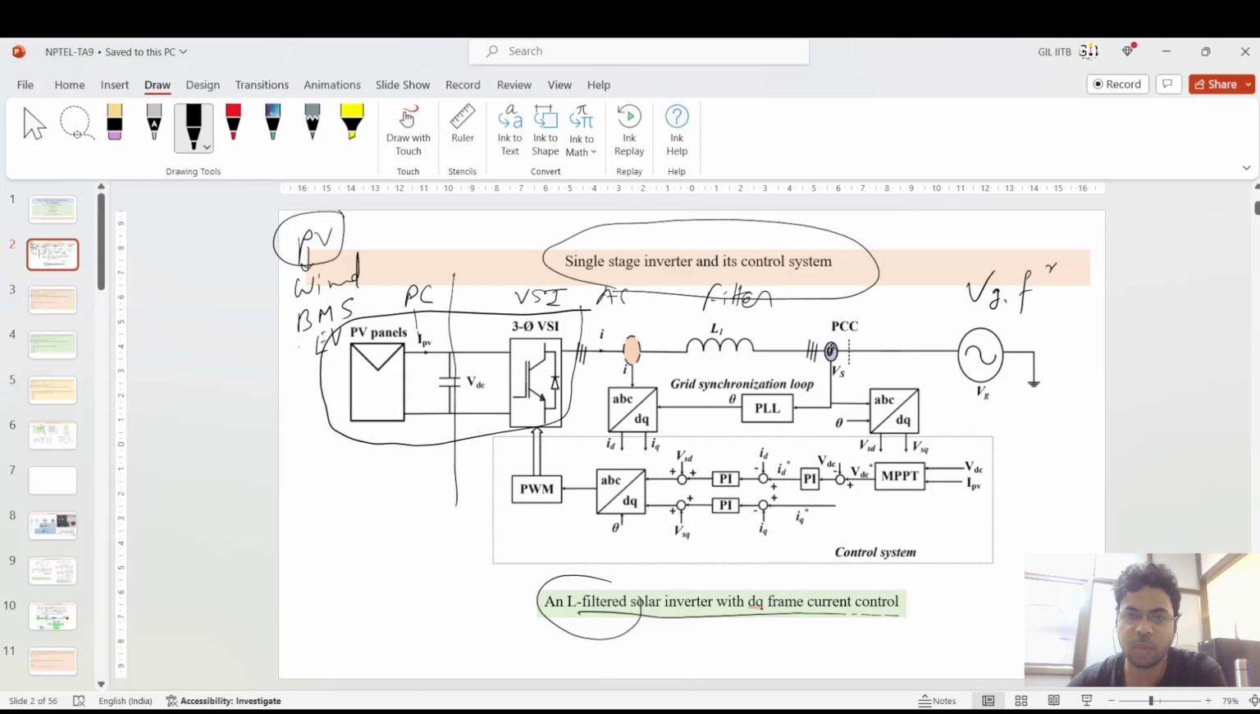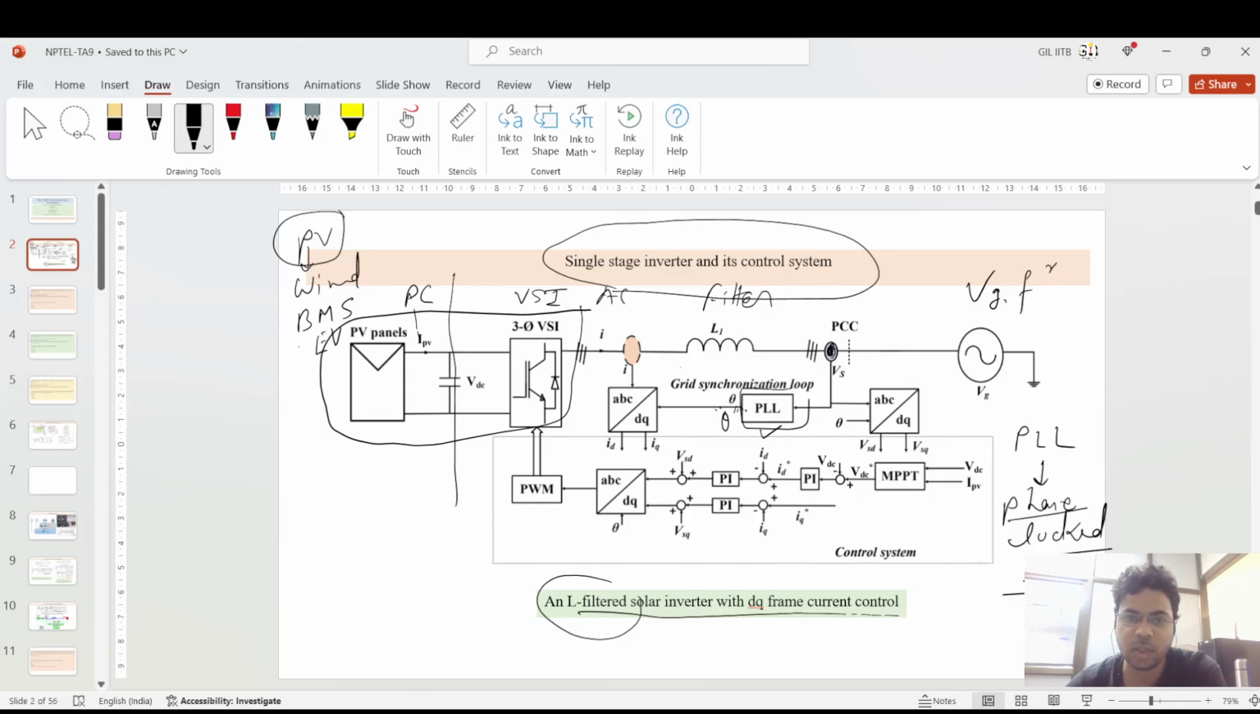And through this point of common coupling, you see there is a PLL. PLL full form is phase lock loop, and this is important for generating a synchronized voltage and control signal. At the point of common coupling, the Vs, the source voltage, which is a three-phase voltage, is taken and fed to this PLL. After that you get a theta value, which is the synchronized angle with this voltage, and this is used for ABC to DQ conversion or DQ to ABC conversion.